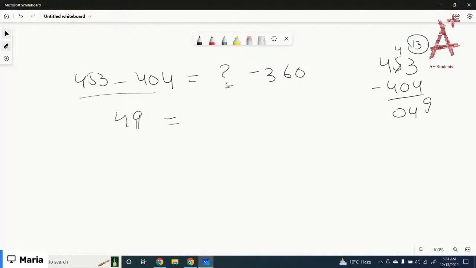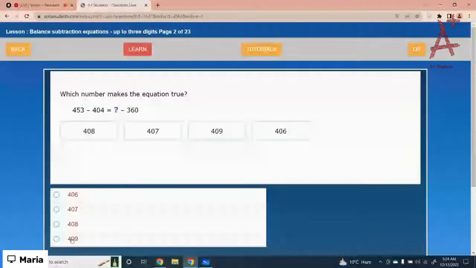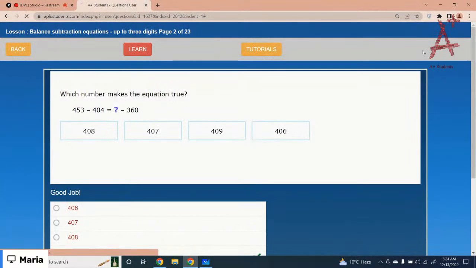49, you have to find the greater number. Got it? Whenever you have to find the greater number, you always add the difference and the second one. 360 plus 49. It would be 9. 6 and 4 is 10, 0 and 1 carry, and 3 plus 1 is 4. So that means the missing number is 409. Got it? And when you subtract 360 from 409, it must equal 49. So that would be 409. So just select the correct option and then click on the OK button. Got it?